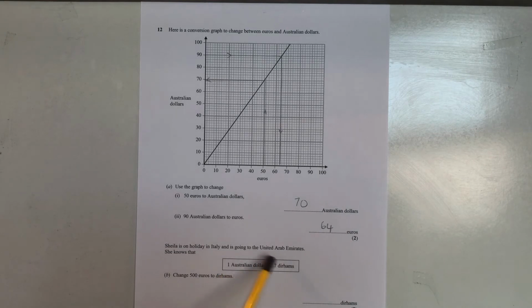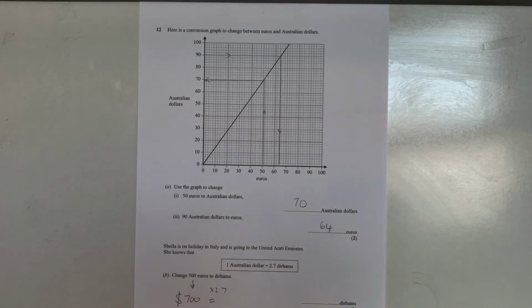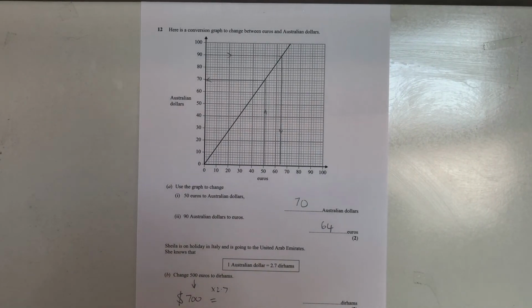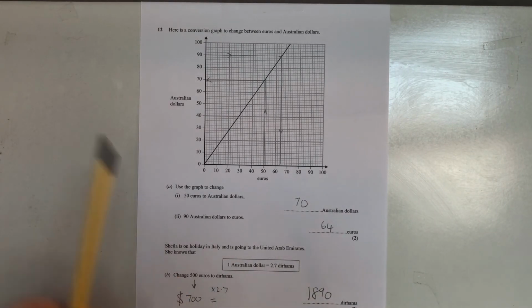Now we've got another conversion. However, we've not been given the dollars, we've been given the euros. Well, we can use this answer for this one, because if €50 is $70, then €500 will be $700. And if $1 is 2.7, then if I just times that by 2.7, then we will get the answer. So we've got 700 times 2.7 equals 1,890. Going from ours, so to speak, to theirs with times.